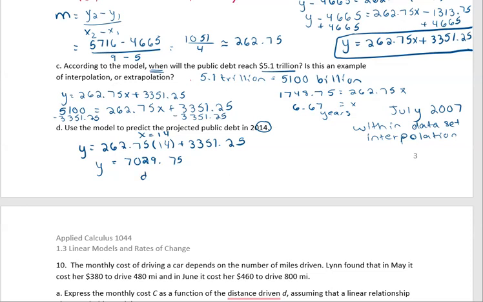So that means that the debt in 2014 will be approximately equal to, I'll round it up, I'll do 7.03, or that would be 7,030 billion. And remember, this is by the end of 2014. So that would be the December timeframe of 2014. So we're looking at the debt to be almost 7,030. So we're saying about 7 trillion.